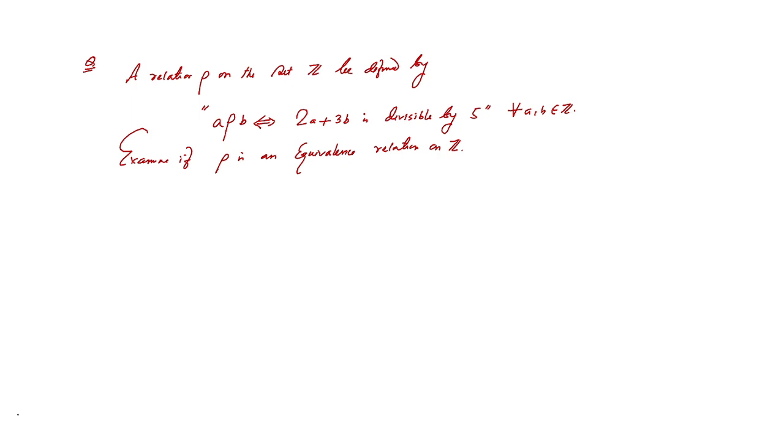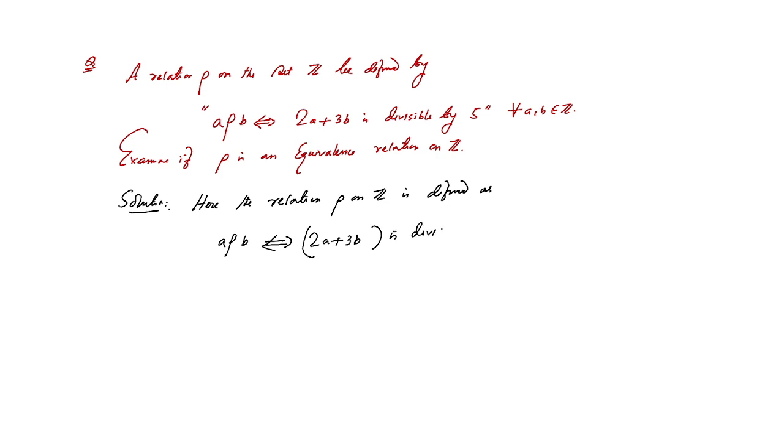How will you examine this kind of problem? First we come to the solution. Here the relation rho on the set Z is defined as A rho B if and only if 2A plus 3B is divisible by 5, for all A, B belonging to Z. Now we come to the equivalence. That means first we will check it is reflexive, second symmetric, and third transitive.